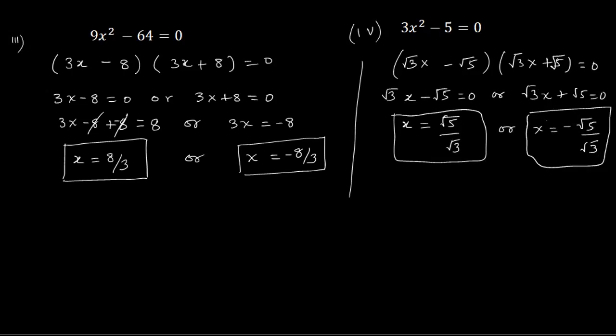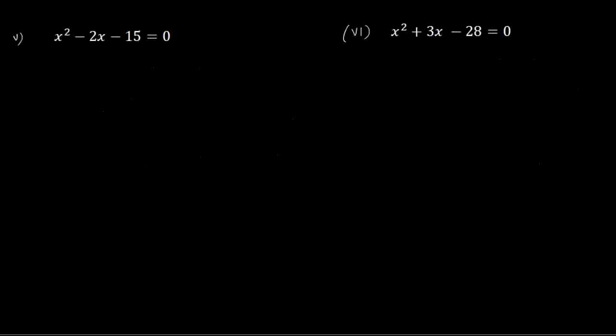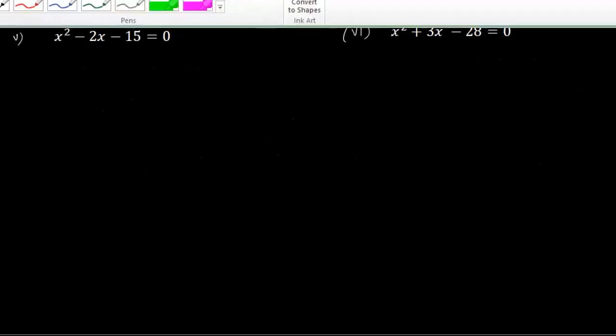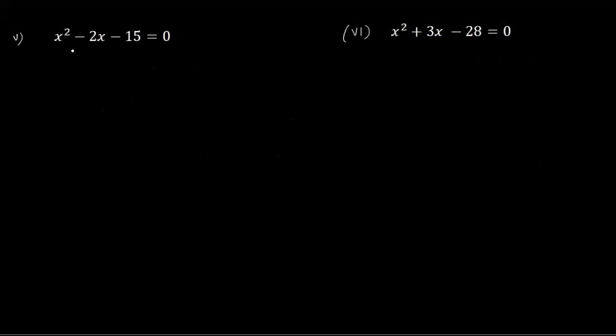Let us solve a few more questions. Here we want to solve a quadratic equation: x square minus 2x minus 15 equals 0. In order to solve this quadratic equation, basically we have to split negative 15 into two parts such that their sum is negative 2 and product is negative 15.